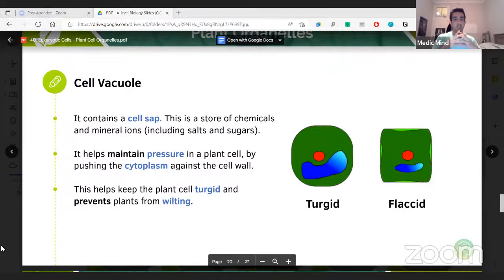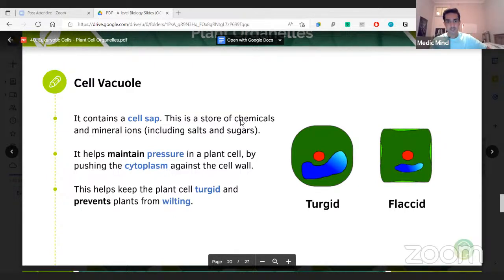So what it does is it absorbs water at times when there is high water potential in the cell, which means that it prevents the cell from bursting. And when there's low water potential, it will release some of the water in its sap and its chemicals. And again, this will prevent the cell from wilting. So it's basically a bit of a buffer for a plant cell before it bursts due to high water potential.